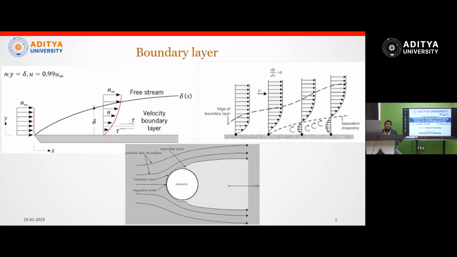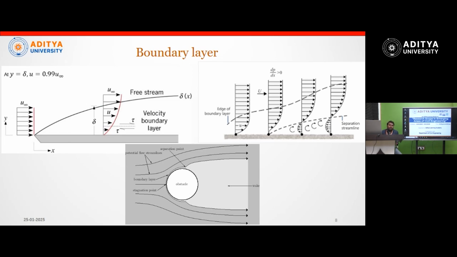If the velocity gradient exists, then tau also exists. Tau means shear stress. So below the boundary layer, we can have rotational flow. On the other hand, above the boundary layer, we have irrotational flow. That is the understanding from the boundary layer concept.